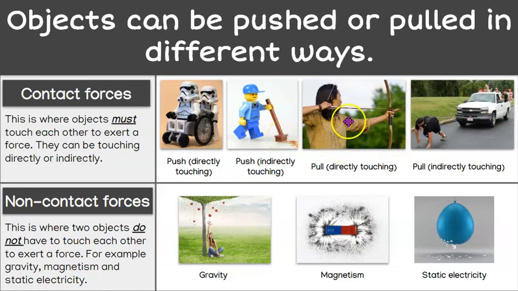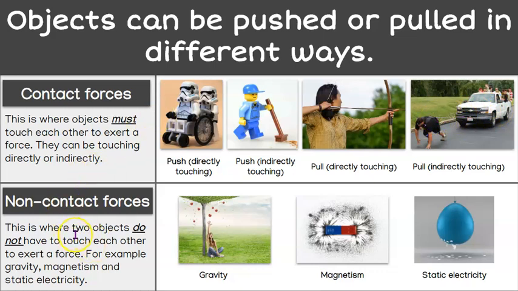In this example of a pull, she's directly touching the bow to change its shape. And in this example of a pull, it's indirectly touching because the man is exerting force on the car through the rope.